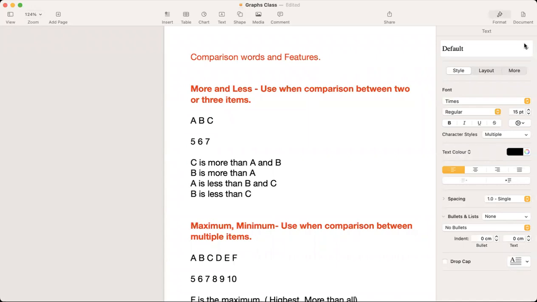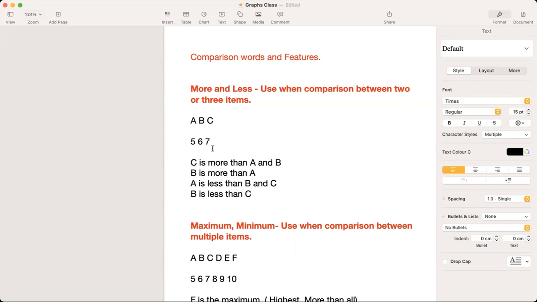So I want to start with the comparison words firstly. The first word that I want to cover is more and less. I know they're very simple words, but trust me, these simple words are really important to cover. When do we use more and less? When we're comparing between two or three items. For example, I want to compare between A, B, C. Let's imagine A scored 5, B scored 6, and C scored 7. When you make a comparison, you'll say C scored more than A and B. C is more than A and B, like that.